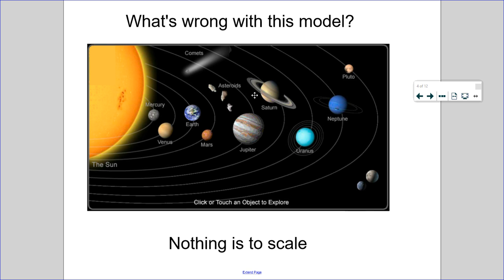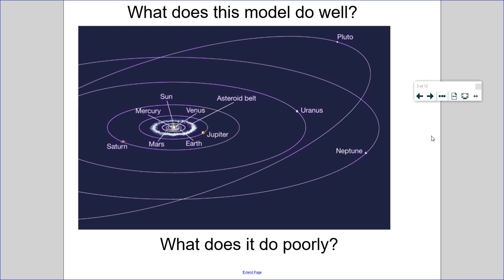It looks like it might have the relative sizes. Jupiter is definitely the biggest planet, and Mercury is the smallest. Well, Pluto's not a planet anymore. But for the most part, it's not that great. So this model is a bit of an improvement.